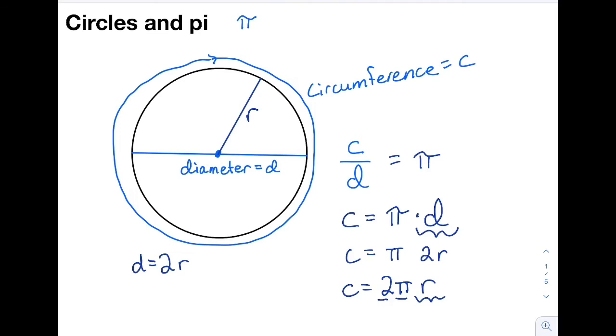So I think it's really cool that we can come up with pi, at least the first two digits, on our own just by measuring some circles, getting the circumference, and dividing by the diameter.